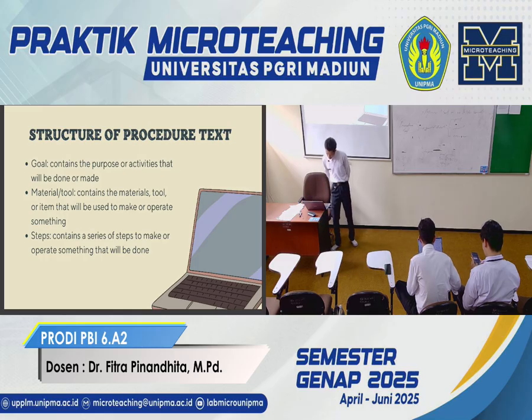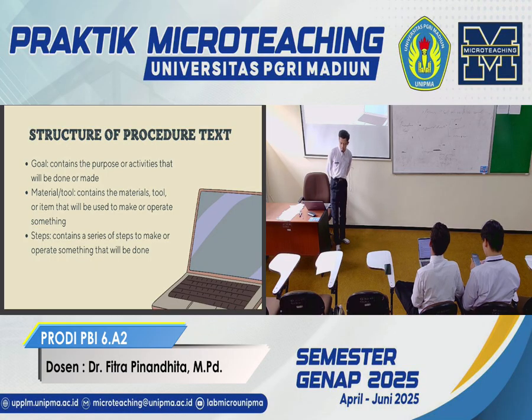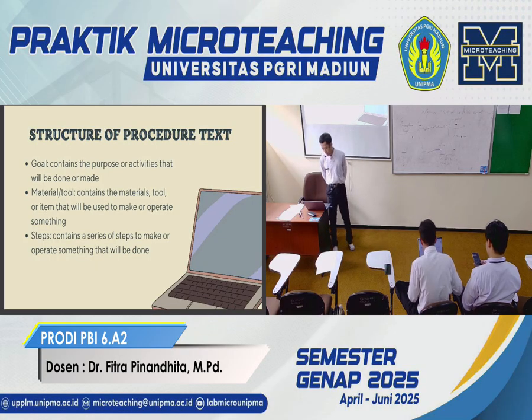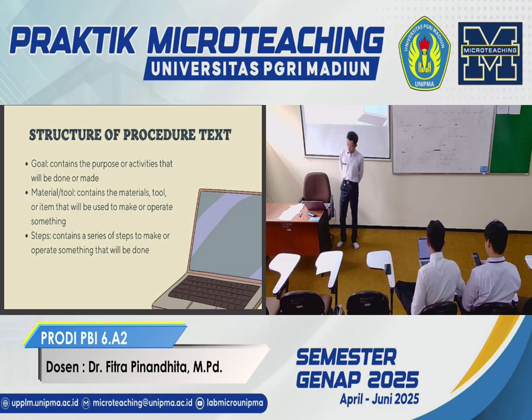We will go to the structure of procedure text. So there are three structures. Number one is goal. It contains the purpose or activities that will be done or made. Jadi ini adalah merujuk pada yang akan kita buat.